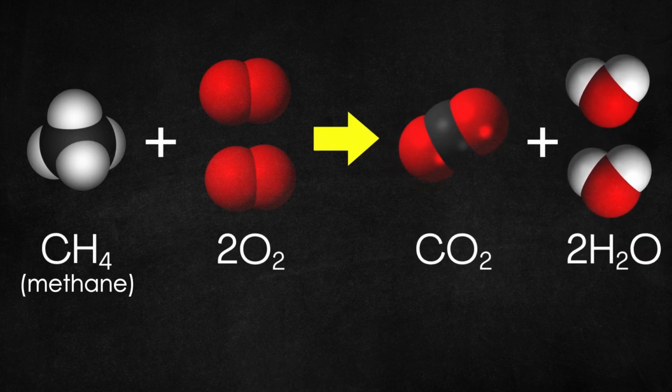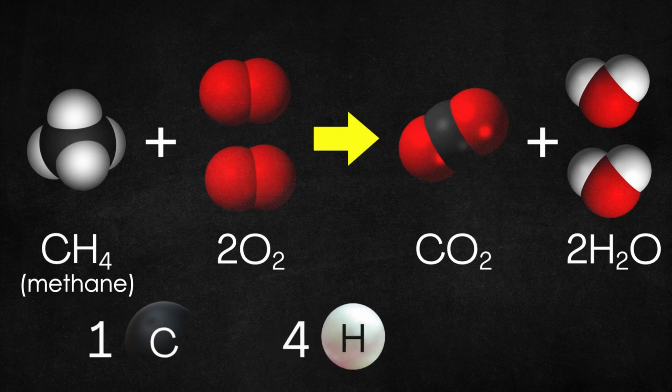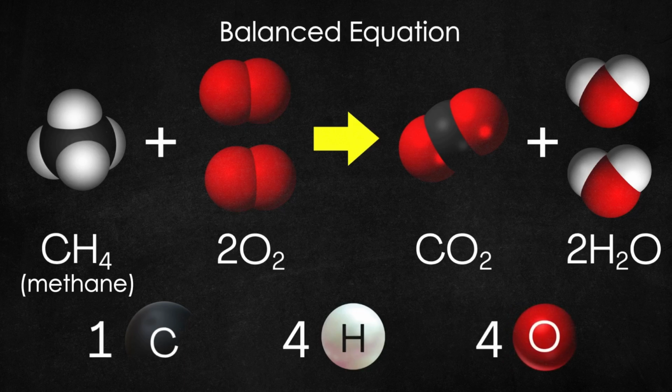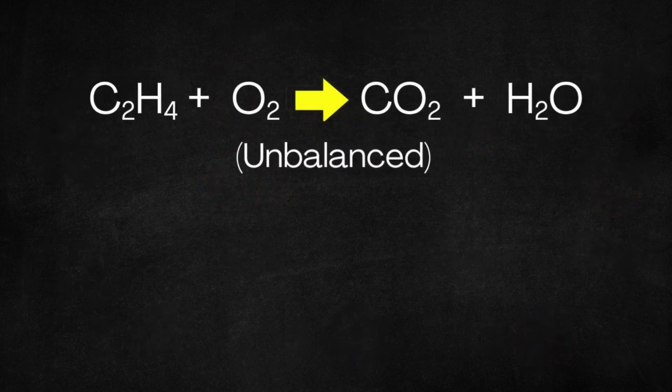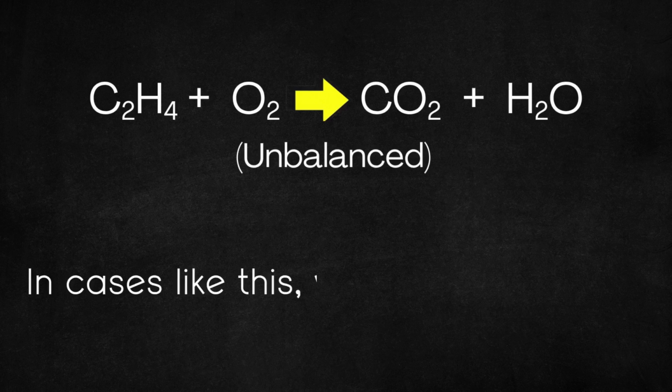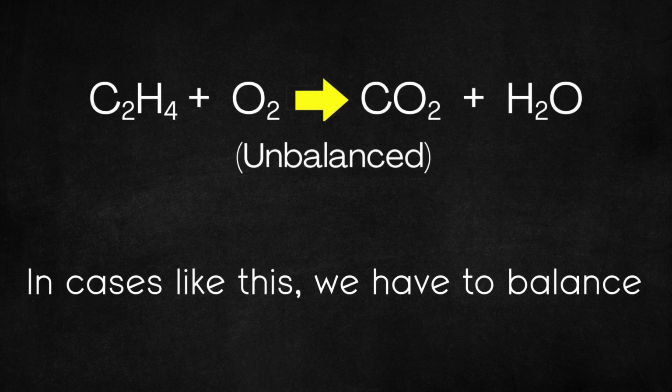On both the reactants and products side, there's 1 carbon atom, 4 hydrogen atoms, and 4 oxygen atoms. So this is an already balanced chemical equation. But a lot of chemical equations are not yet balanced at the beginning, like these reactions. In those cases, yes, we have to balance them ourselves.